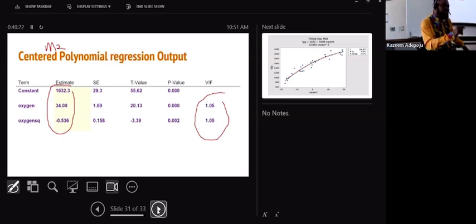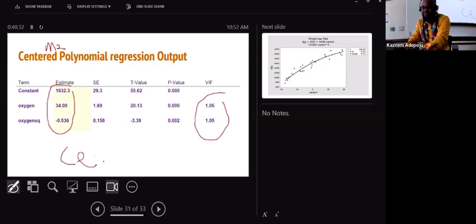When multicollinearity exists, one way to resolve it is through centering. Let me write it. Centering. Can you see that? What we mean by centering is you get a new x, we call it x star, which is x minus the mean of x. Does that make sense? That's what we mean.